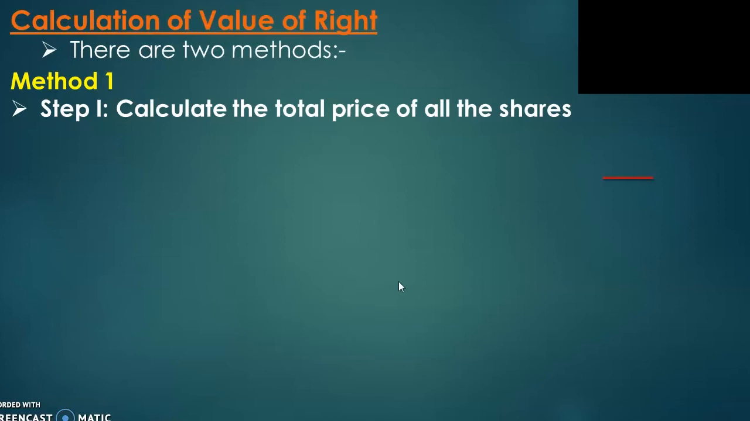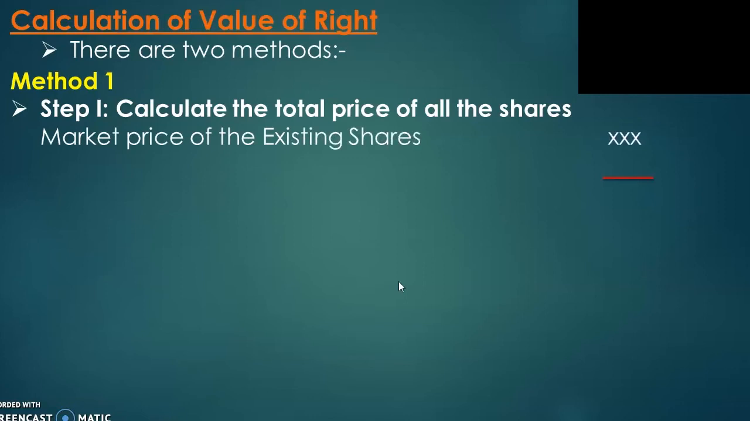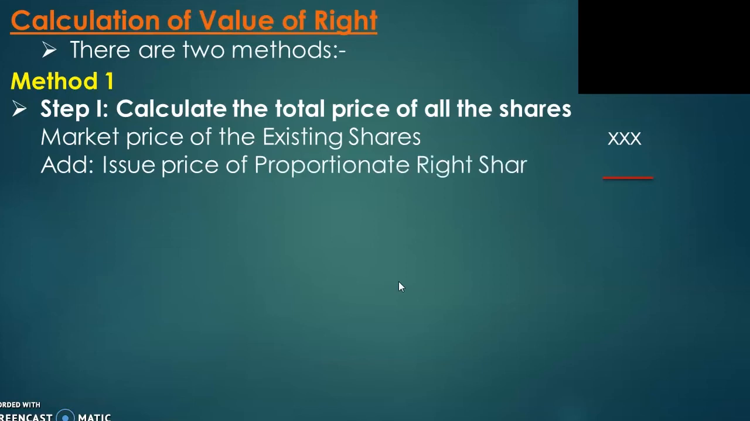How do we calculate that? Market price of the existing shares, which is given in the question paper, plus the issue price of the right shares, that is, the issue price of the proportionate right shares. The total is the total price of all the shares. This is step 1. So we add the market price of the existing shares plus the issue price of the right shares.